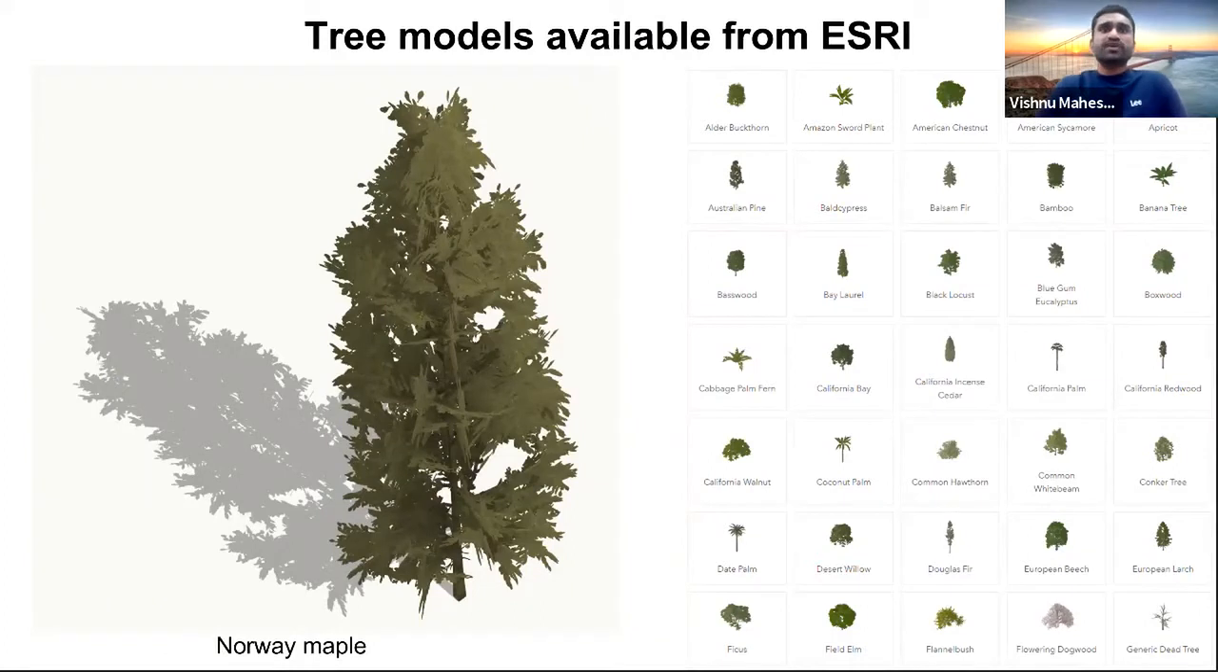As many of you may know, Esri has a library of 3D models of trees. They do have many models of trees belonging to various different species. But they are pre-configured 3D models. They are good for geospatial visualizations, but they cannot be used for geospatial analysis.